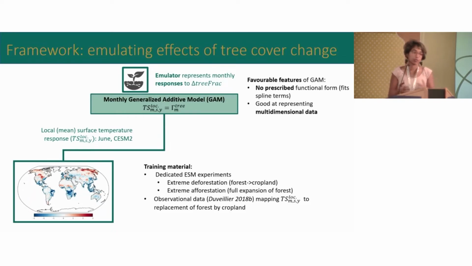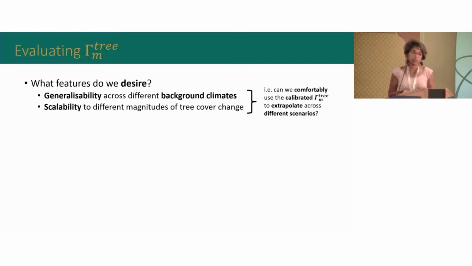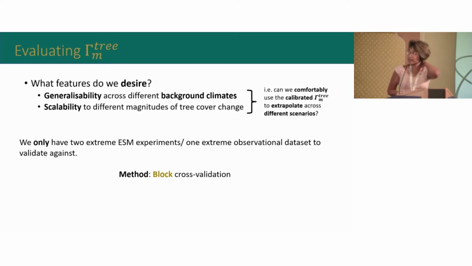And this also allows us to sort of interpolate, so we have the extreme ends of what you would expect, and it allows us to then use the emulator to look within the calibration space. When evaluating the emulator, there are two things that we generally desire for its future performance, which is that we can actually use it for different or changing background climates, as well as across different ranges of tree cover change, which would then allow us to extrapolate across different scenarios.